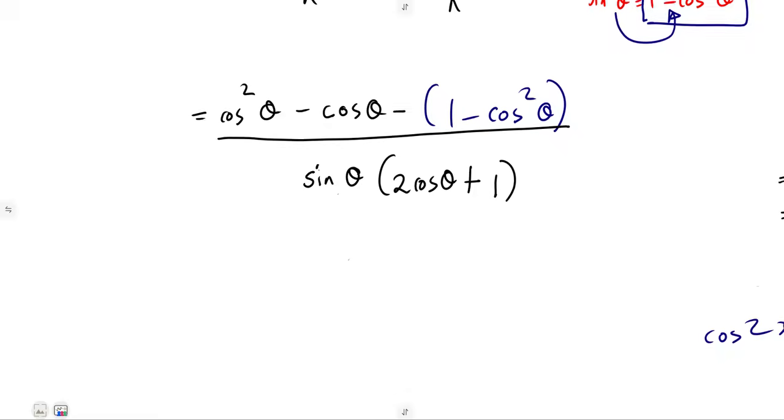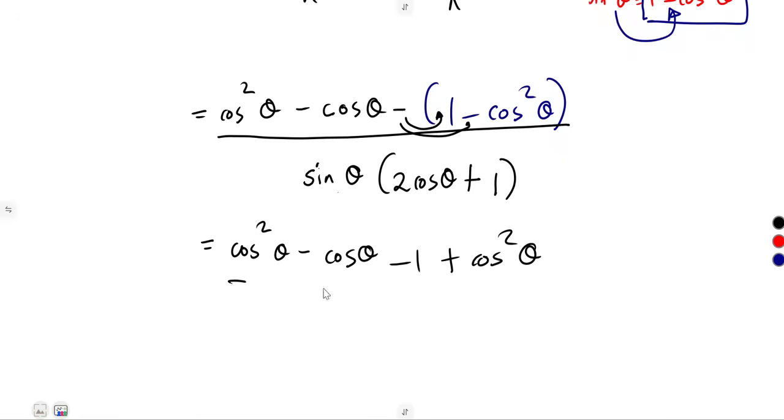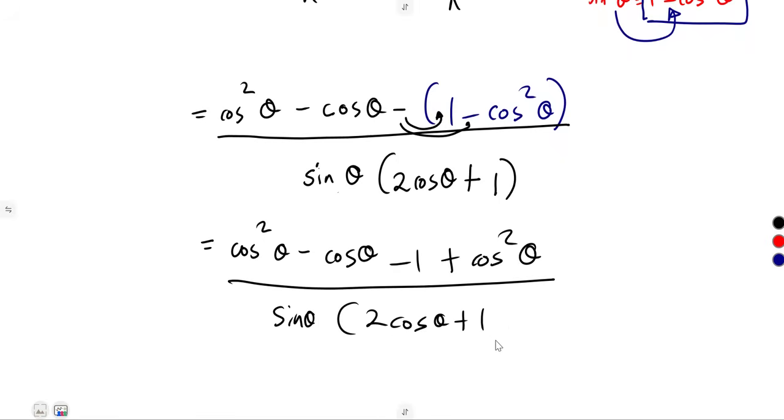In the numerator, since we have a cos and a cos, why can't we just expand our brackets, then simplify by collecting the like terms? It's going to be cos squared theta minus cos of theta. So negative times 1 is going to be negative 1. Negative times negative is going to be positive cos squared of theta over the denominator, as it is, the sine of theta, 2 cos of theta plus 1.